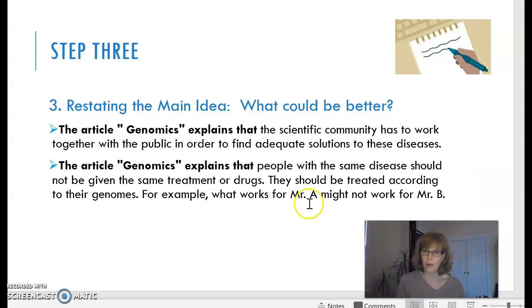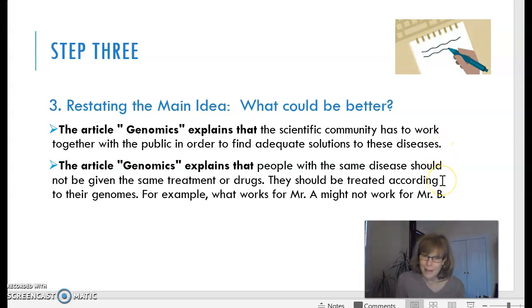They should be treated according to their genomes. For example, what works for Mr. A might not work for Mr. B. So I do want to show you a few things that I might change for each of these good answers. The first one, I would add the topic. When this writer said, it explains that the scientific community has to work together with the public to find solutions, I want this sentence to talk about genomes, to talk about genomics, to talk about genetics. Get the topic in there in order to make that a better sentence.